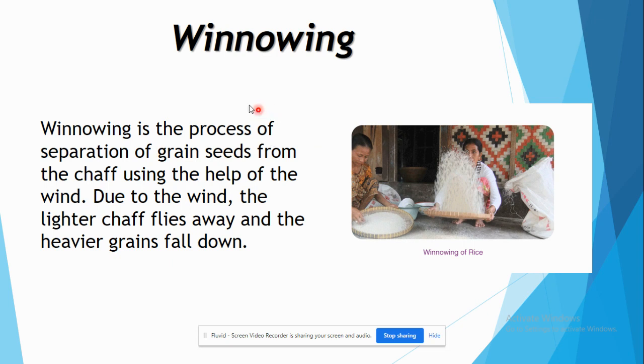Winnowing. What is winnowing? Winnowing is the process of separation of grain seeds from the chaff with the help of wind. Due to the wind, the lighter chaff flies away and the heavier grains fall down. Do you know what chaff is? Chaff is nothing but the husk present in the grains. The husk is lighter, so if winnowing is done, the husk will fly off and the grains will come back.